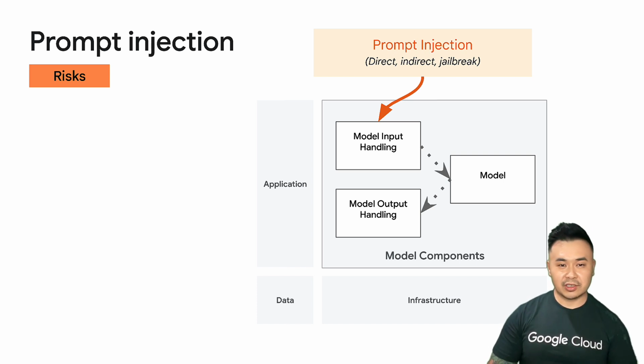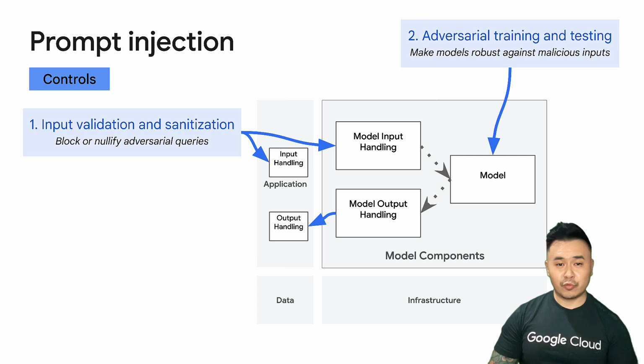Prompt injection occurs in different types and forms, such as direct, indirect, jailbreaking, etc. Usually, it's attacking the input handling of your LLM, your generative AI models. For the controls, we have recommended input validation and sanitization at both the application level, where you can control the input coming from the internet or your end users, as well as the input handling of your model itself. We have also recommended continuous adversarial testing and training against your model as well.